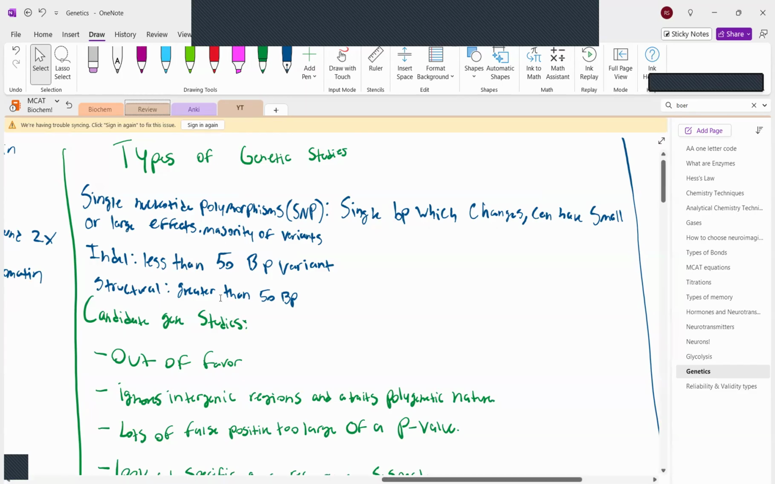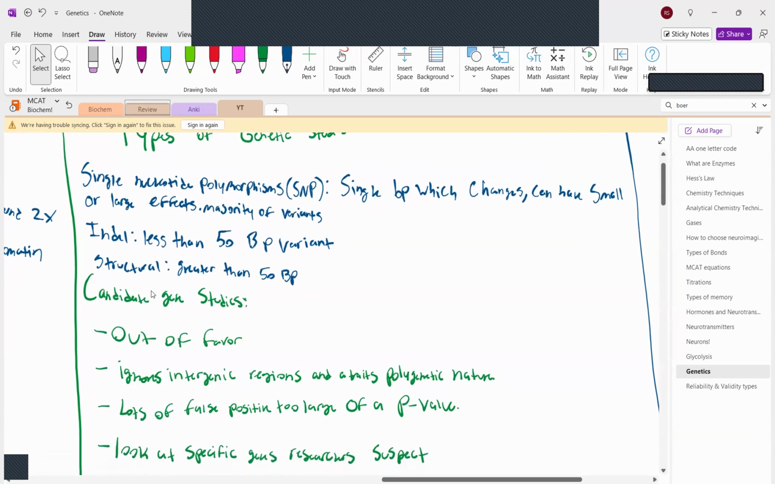And then an indel is less than 50. This is like a larger scale variant, but they're less than 50 base pairs. Whereas a structural variant typically will have a much larger effect. That's when it's greater than 50 base pairs.